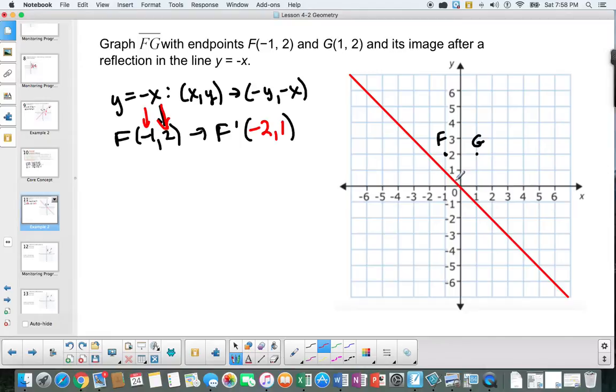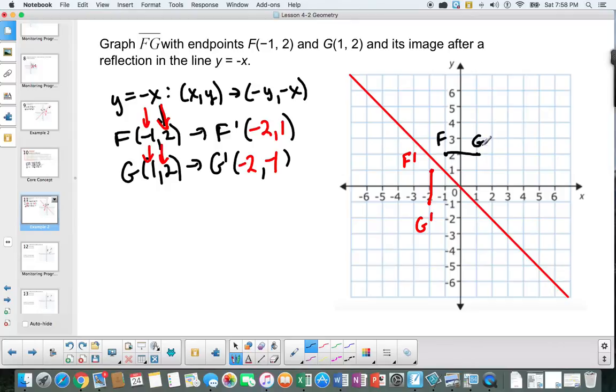Let's go ahead and graph it. Negative 2, 1, and this is f prime. Now I'm going to do g, which is 1, 2, maps to g prime. The rule says to take the y coordinate and change its sign and put it in the x position. And then take the x, change its sign, and put it in the y position. So that's negative 1. And I'm going to go here to negative 2, negative 1, and there's my g prime. So here's this image, and then here's the pre-image, and that does look like a reflection.